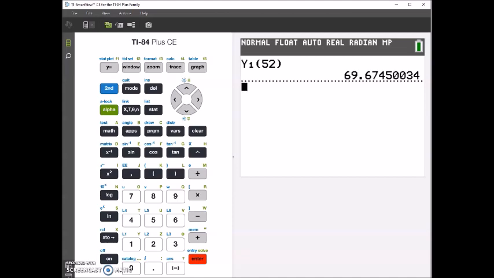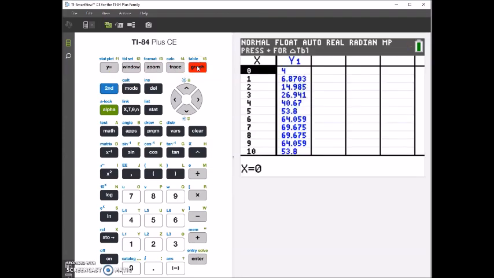If my x value, or t value in this case, were smaller, then I might want to use the table function. Click on second graph, which brings up the table, and then I can scroll down here with my x values, and I'd have to scroll all the way down to 52. To me, that just takes a little bit longer, but it's definitely doable, and I should get the exact same answer. If it were a smaller number, like x equals 5, this would be a pretty fast way to get my answer as well.